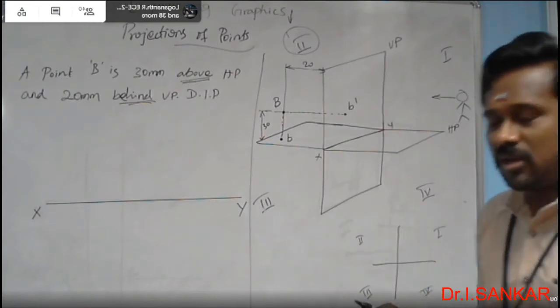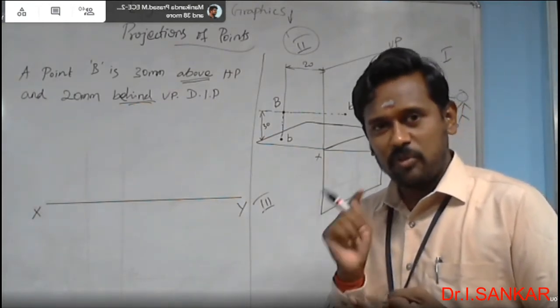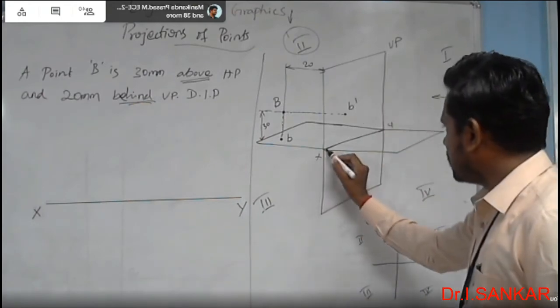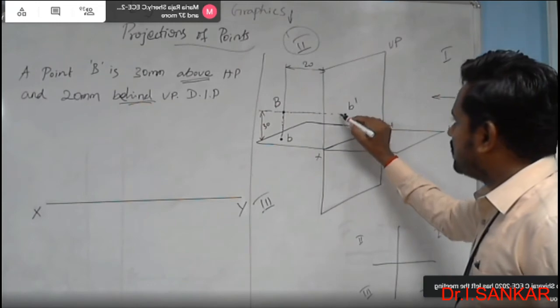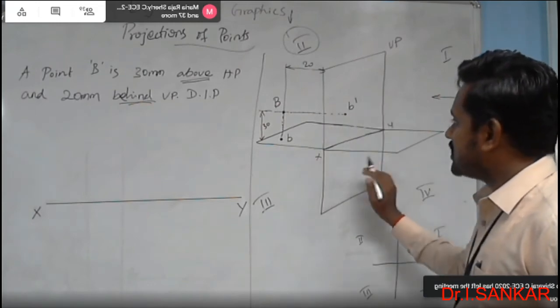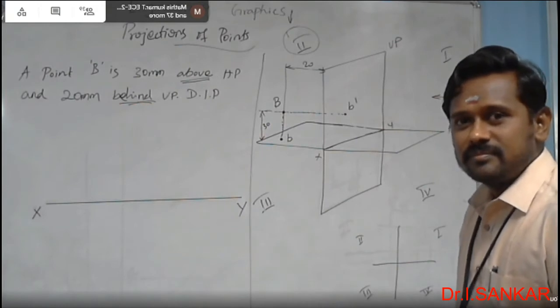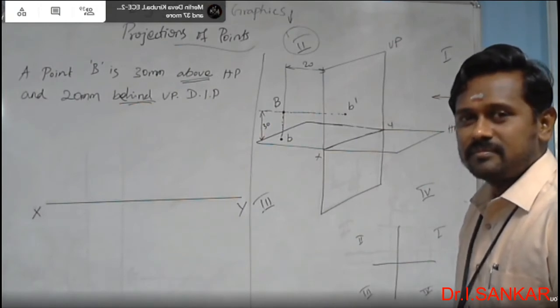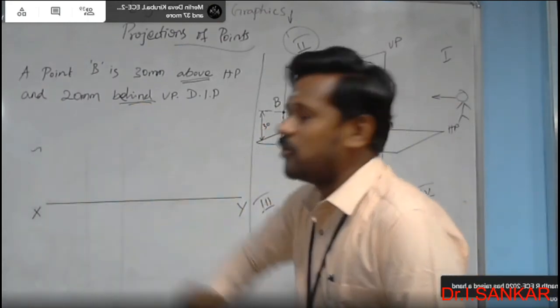Relation is nothing but above or below. If above, how much above? If below, how much below? See, it is our XY line. B dash is here. B dash is above XY or below XY? Very good. Above XY.